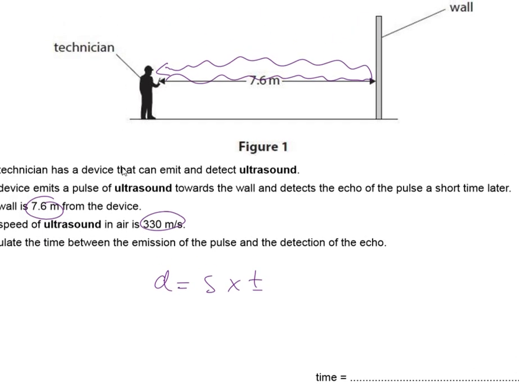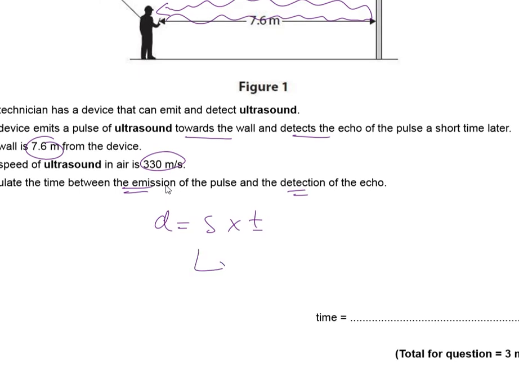Okay, let's have a look. Detection device emits and detects sound waves. The emitted pulse will travel to the wall and detect the echo of the pulse a short time later. The wall is 7.5 meters from the device. So the question says, calculate the time between the emission and the expected detection. Okay, fair enough. Now let's do this one.